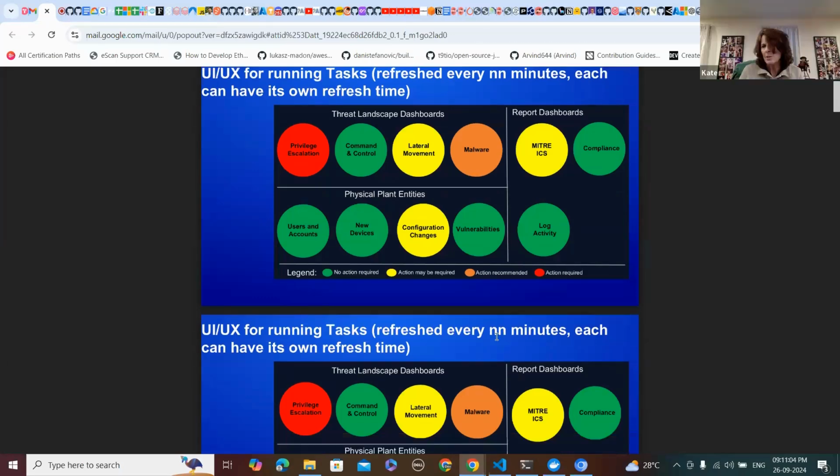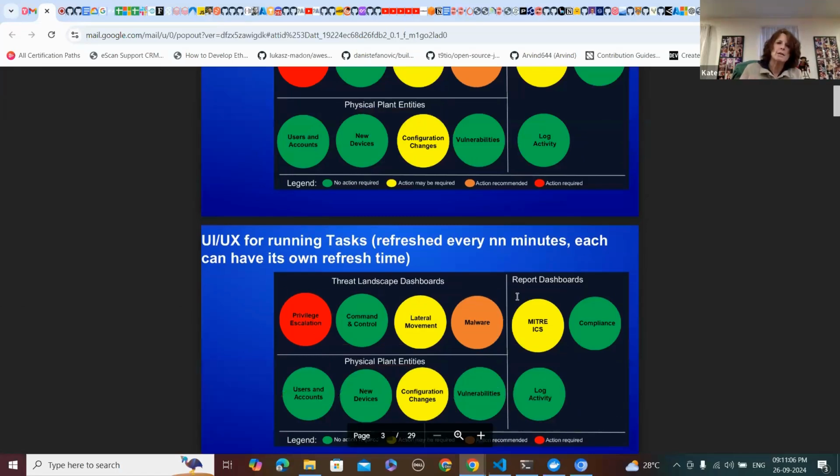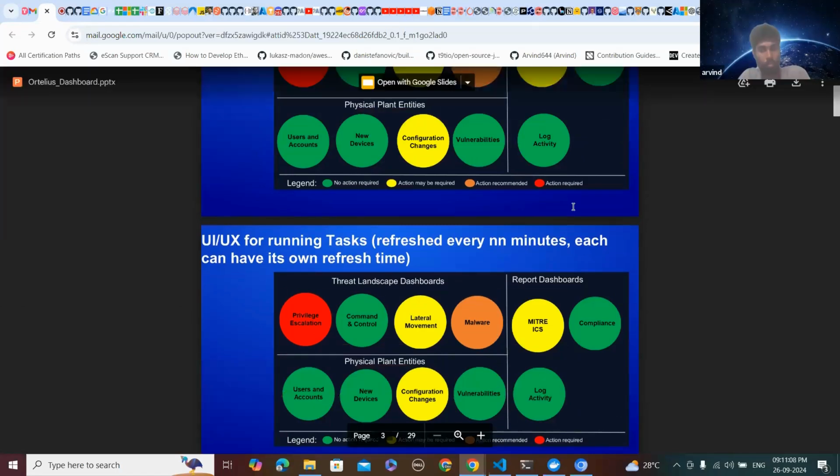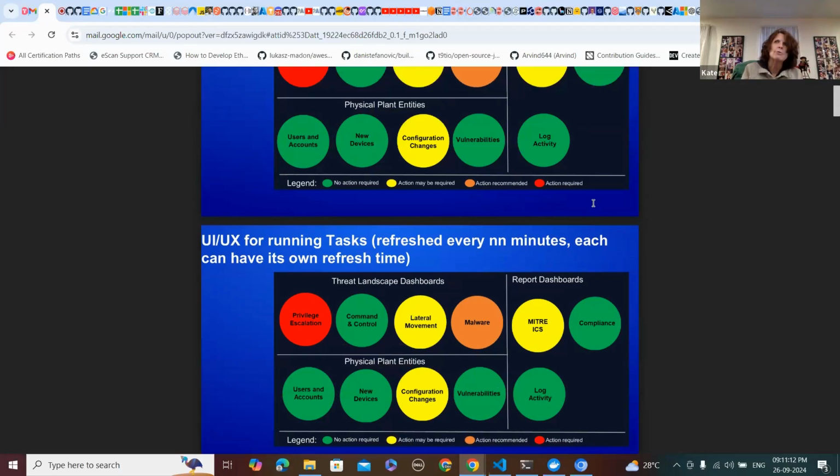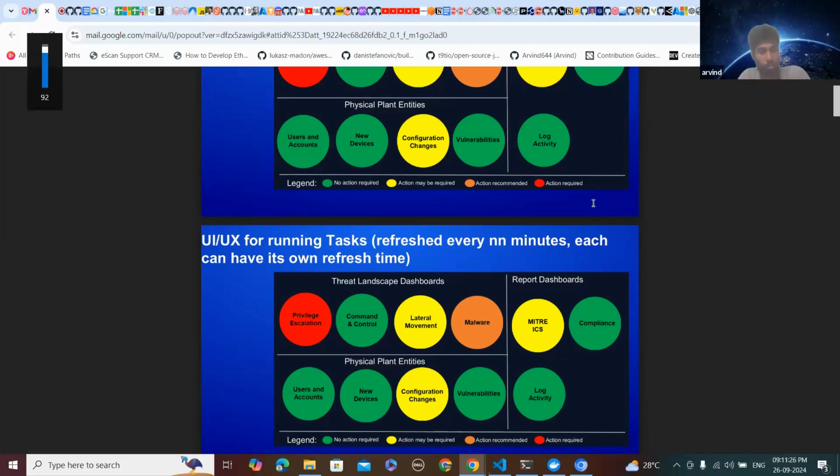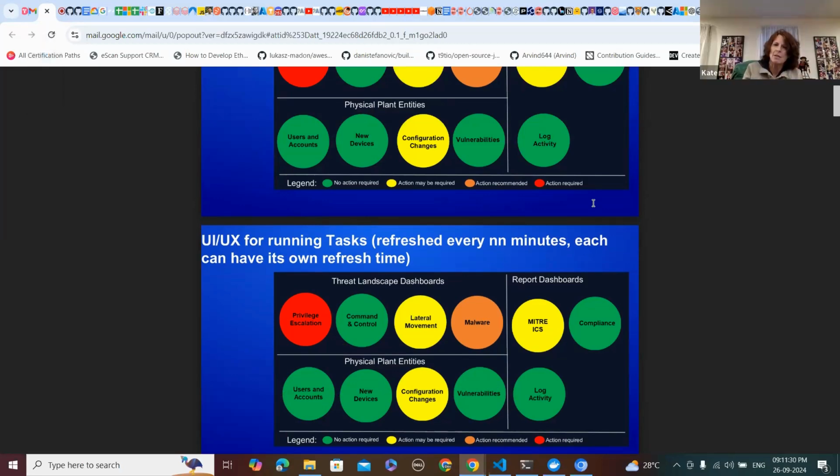And then down below, this was in regards to different types of plant. I have physical plant entities. That can be any sort of environment, like an office. Any sort of new user accounts, new devices, configuration changes, vulnerabilities. That really does come in even from an application level.